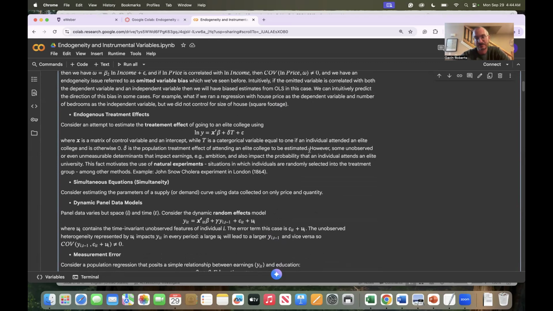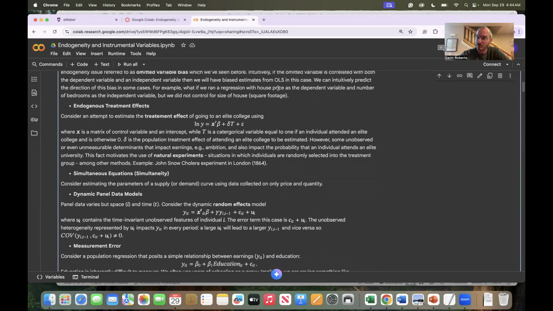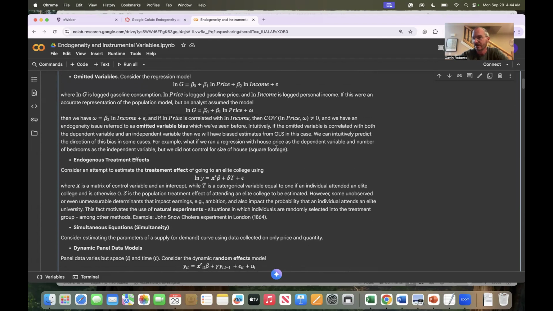So an example I've brought up before, but I would like you to think through on your own again. What if we ran a regression of home price as the dependent variable and number of bedrooms as the independent variable, but we did not control for the size of the house? In what direction will the coefficient on number of bedrooms be biased by omitting the size of house variable? So I've given that example today before. I'd like you to think through it the same way we just thought through this logic.